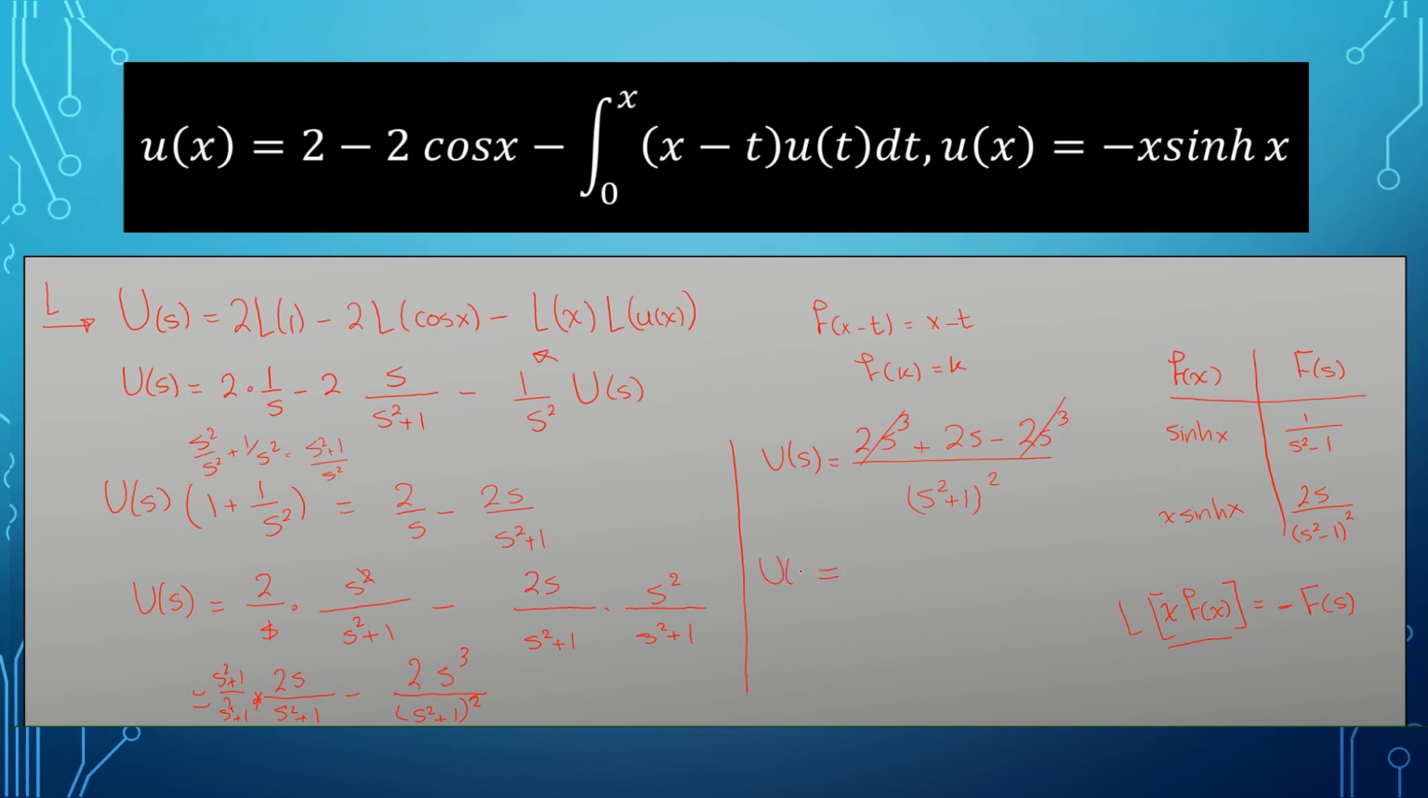So we have U of s equal to 2s over (s squared plus 1) all squared. And this is nothing but the F of s for x sine x. So when we apply L inverse, we will get immediately u of x equal to x sine x. Okay, that's it. So there is no minus here.